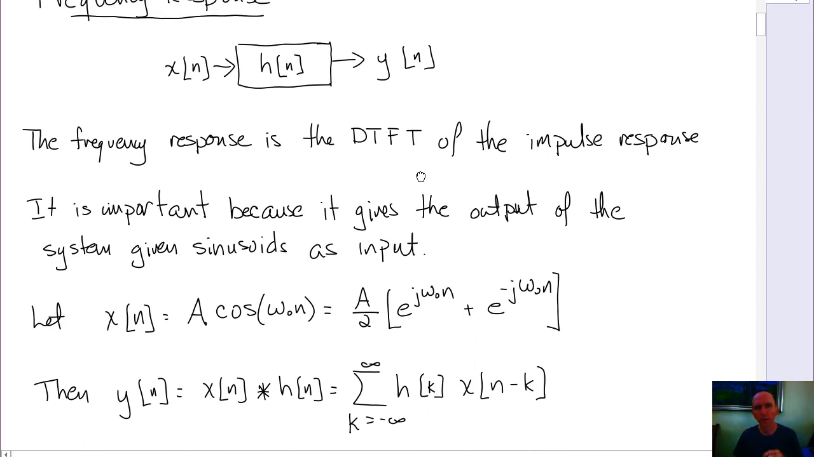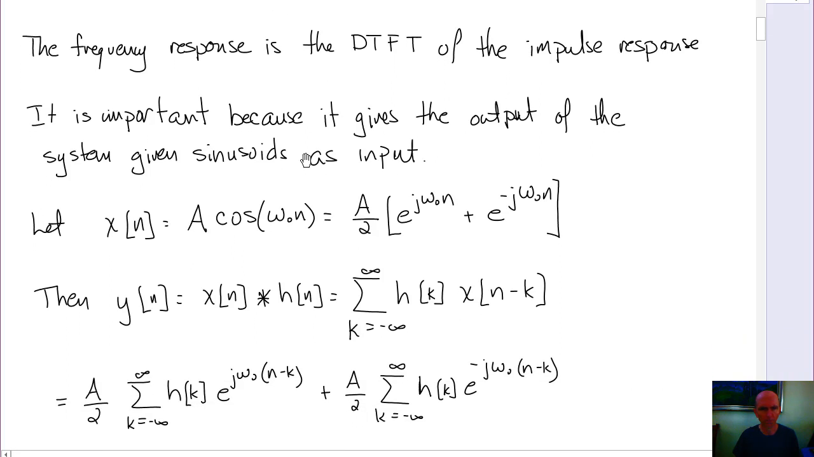Now, a frequency response is very useful to us because it tells us how the system changes the input for different frequencies. It turns out that a linear time invariant system doesn't change all frequencies by the same amount. As we're going to see, what a linear time invariant system does is change the amplitude and change the phase of the different input frequencies, but it never changes the frequency.